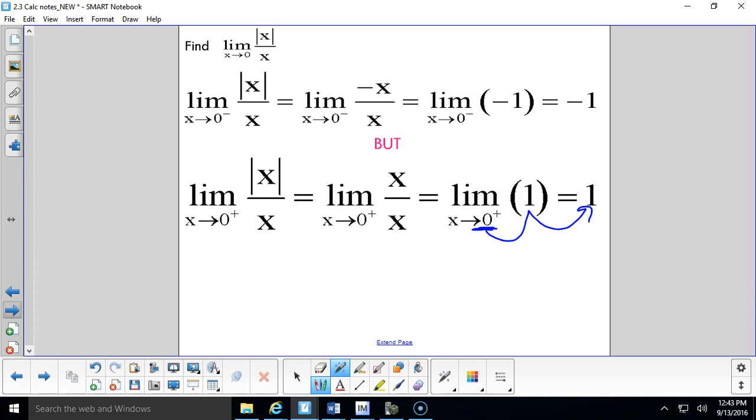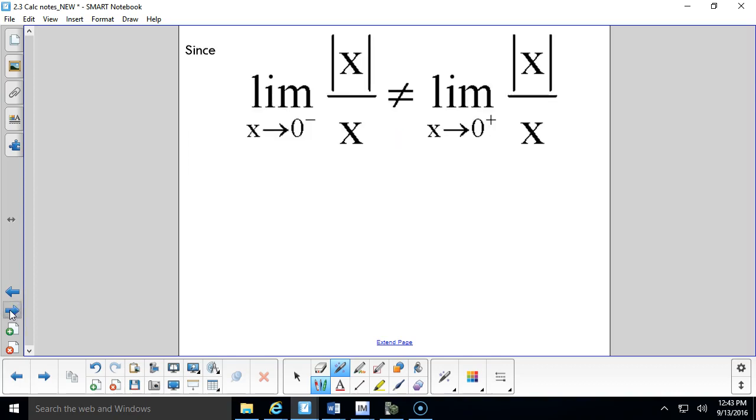So the limit from the left was negative 1. The limit from the right was positive 1. Since the limit from the left does not equal the limit from the right, since those guys aren't equal to each other, the limit does not exist.